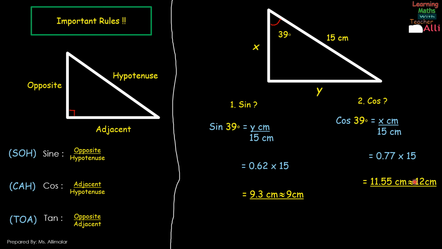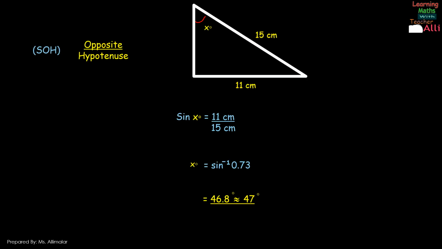So please round off, make your life easier. Please round off 11.55. You will get 12 centimeter. So what is the value of x? 12 centimeter. What is the value of y just now? 9 centimeter. Clear? Okay. Now this one.